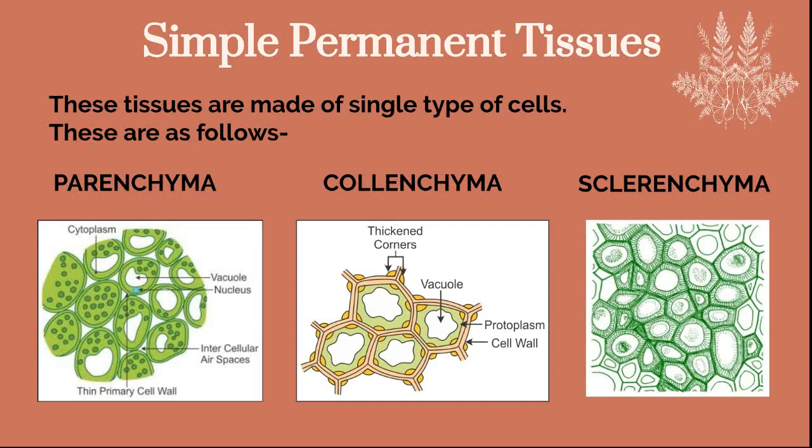Now, what is specific about these tissues? One thing is specific about these tissues, that all the cells are of same kind. All the cells of parenchyma are same kind, collenchyma same kind, and sclerenchyma, all the cells are of similar kind. Let's do them in detail one by one. Let's first take up parenchyma.